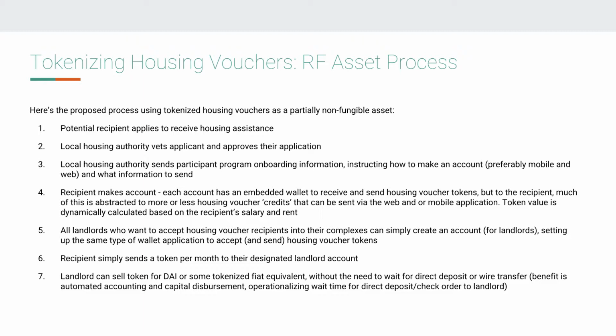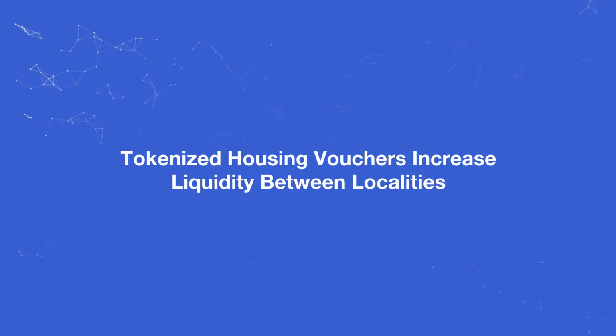But now, when landlords who want to accept housing voucher recipients into their complexes are getting this money, they don't need to wait for wire transferred funds. So it decreases the lead time for landlords to get their money, because now they have something that's easily exchangeable, right? For DAI or for fiat, and that could be via a DApp pretty simply. They give that to an address or some type of portal maintained by the housing authority, and they immediately get the money that they need.